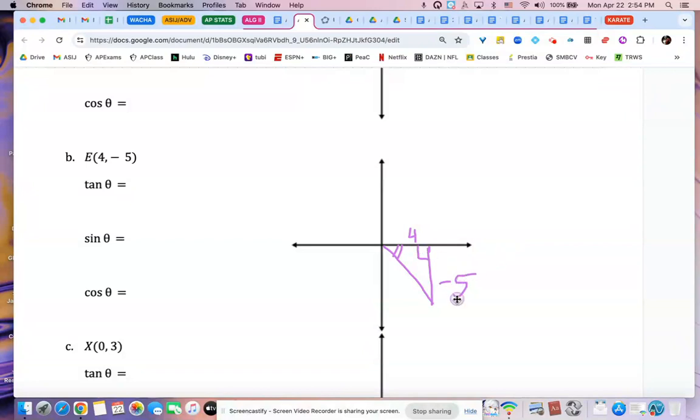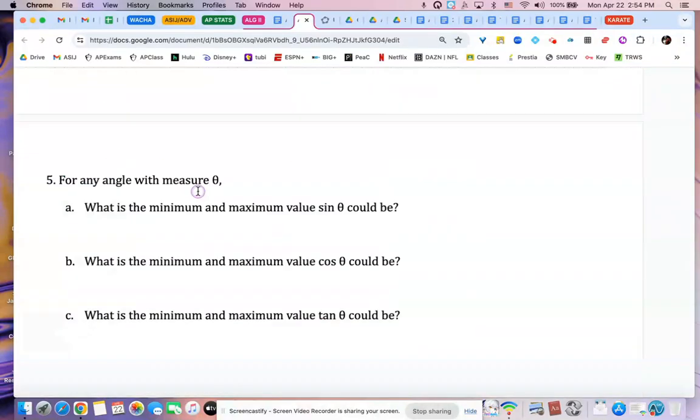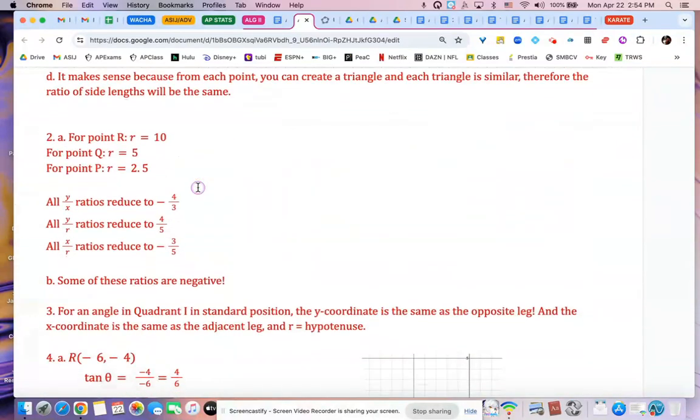Okay, so I got 4 and 5. I can do the Pythagorean theorem and get my hypotenuse, and then I can do all my trig functions, just like we already did. Don't forget the negative on the 5, though. That goes with it. Okay, so I'm going to jump down to the answers and show you that.